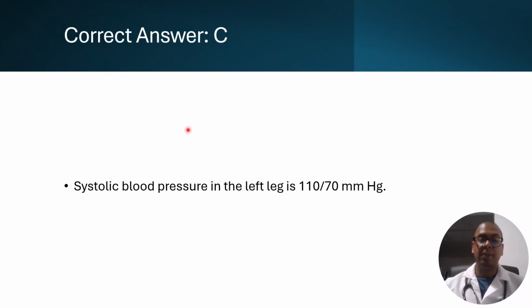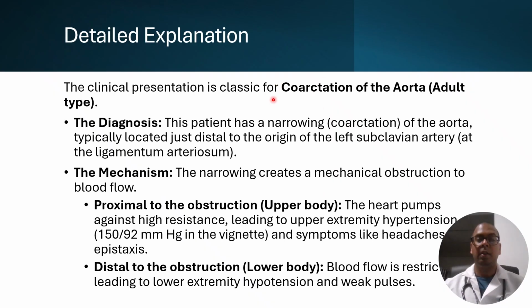Alright, and the correct answer is C, systolic blood pressure in the left leg of 110/70. Alright, so the patient in our case had coarctation of the aorta. So what's that? It's a narrowing of the aorta, typically located just distal to the origin of the left subclavian artery at the ligamentum arteriosum.